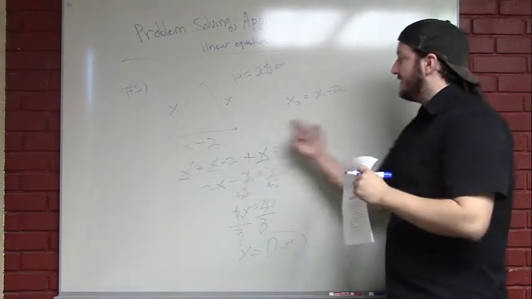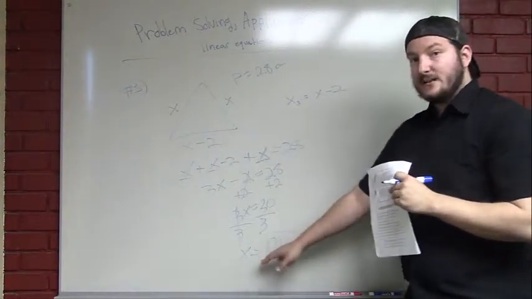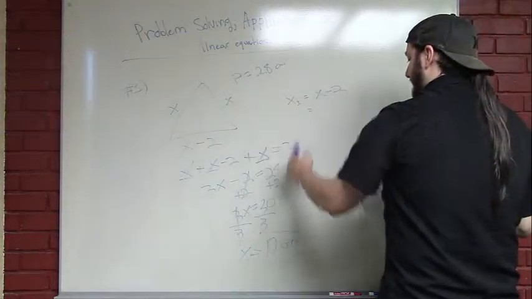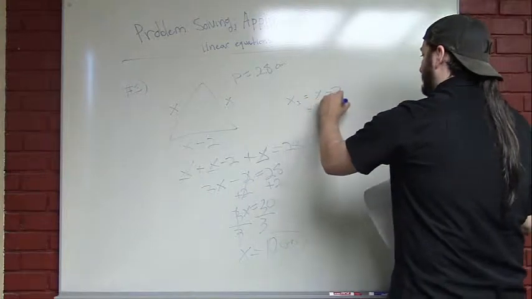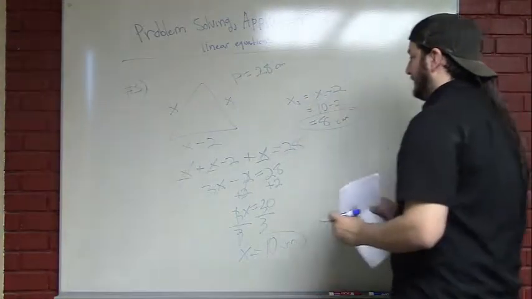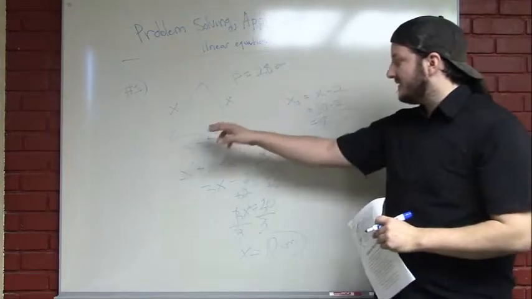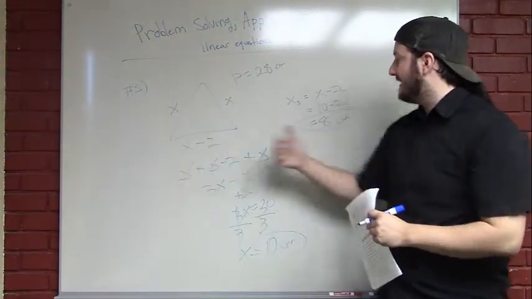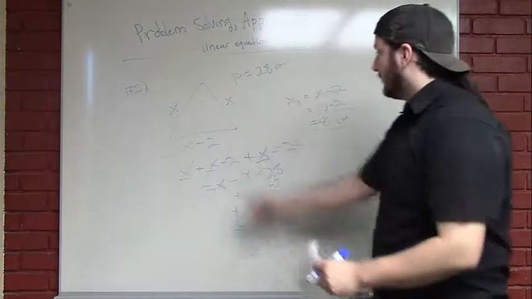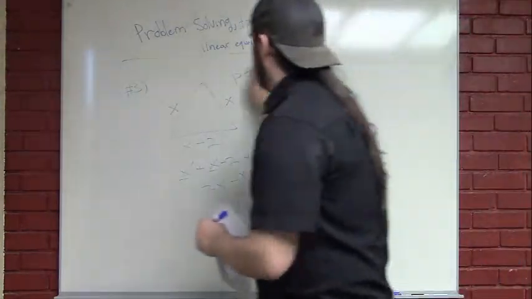I'm just rewriting this here. You're just going to take your x that we just found, and you're going to plug it in. So we have 10 minus 2, which we know is 8 centimeters. So this side is 10 centimeters, this side is 10 centimeters, and this side is 8 centimeters. And there you go. Those are the sides of a triangle.